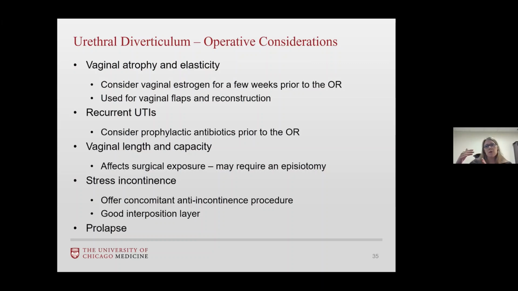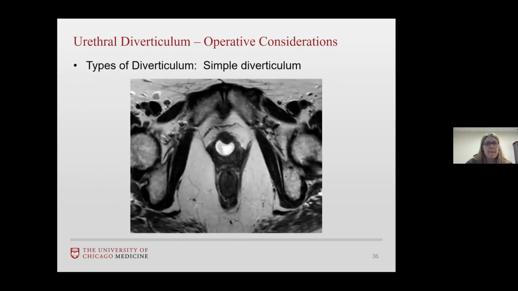You're going to want to look at the vaginal length and capacity, so it's going to affect your surgical exposure, and that may require an episiotomy because you need to be able to have decent visualization. And then a big piece of it is stress incontinence as well, because you can do a concomitant anti-incontinence procedure, which can also give you a really nice interposition layer. And then look for any signs of prolapse.